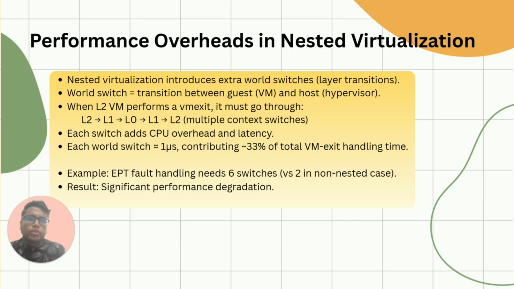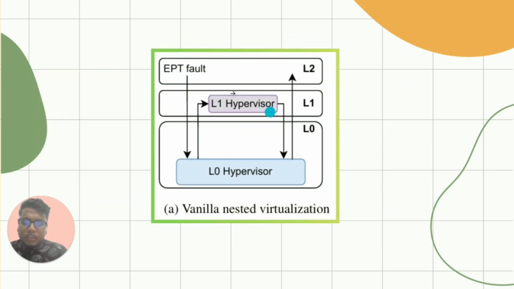So these are the performance overheads in nested virtualization that I just mentioned: the multiple context switches, the world switch overhead, and the EPT faults, which lead to performance degradation. So this is the case of the vanilla nested virtualization EPT fault. A fault triggered in L2 will lead us to the L0 hypervisor, which will in turn call the L1 hypervisor, and after resolving, it will redirect back to L0, and finally the call goes back to L2.